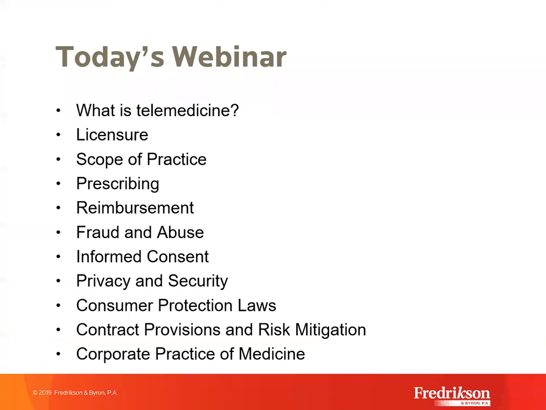Now, at a high level, telemedicine is covered by three categories of laws and regulations. Some of those cover safety of patients, for example, rules and regulations that apply to medical devices, including software as a medical device, rules that govern licensure, scope of practice, and credentialing, as well as the corporate practice of medicine.